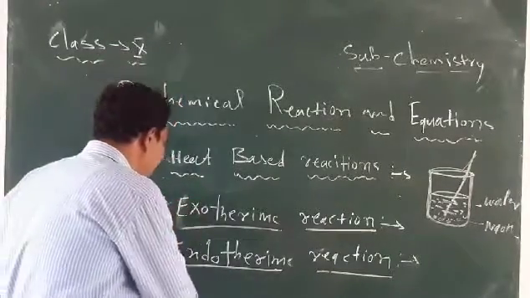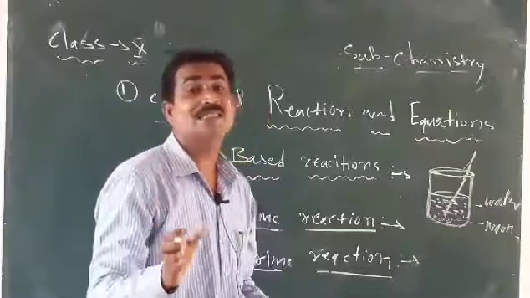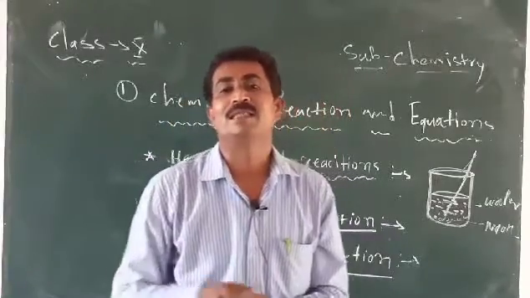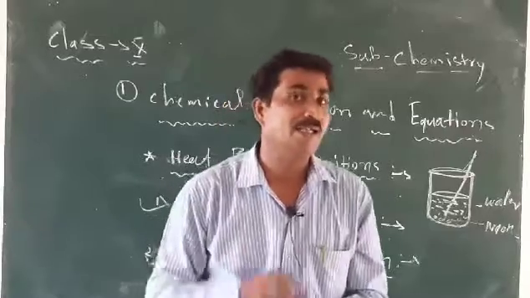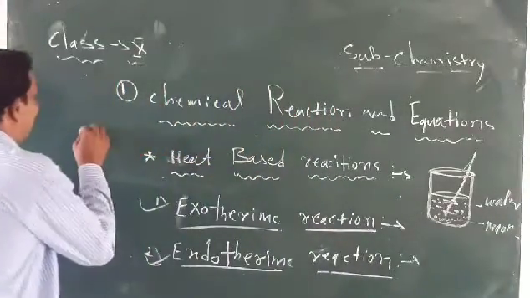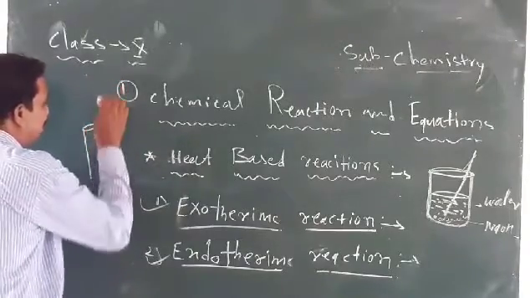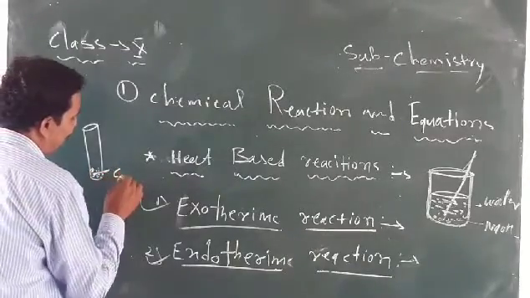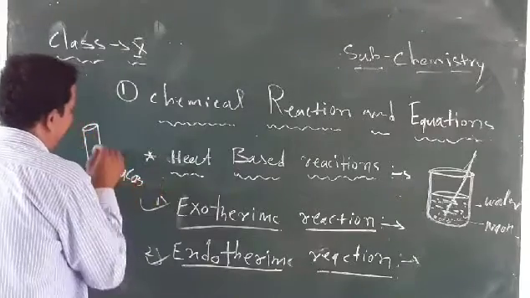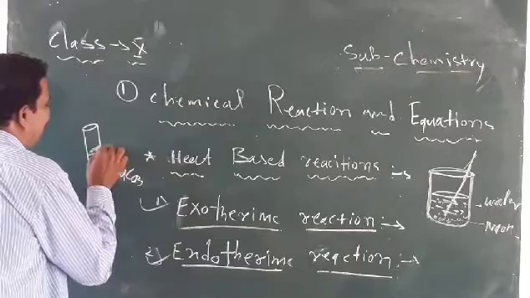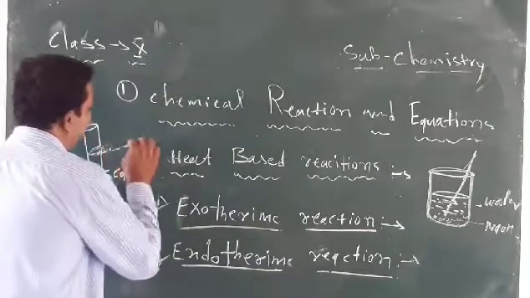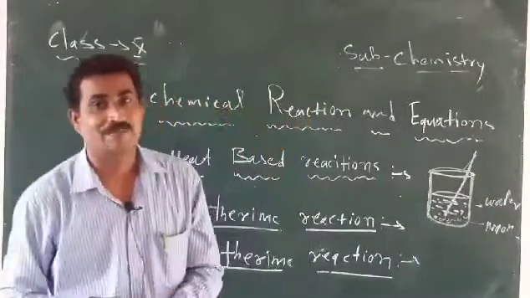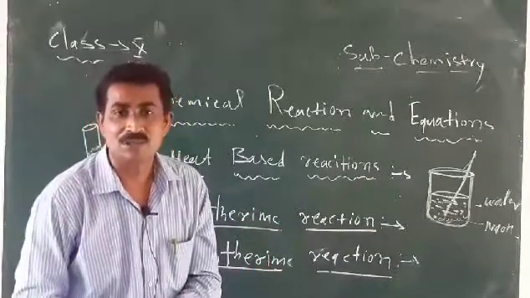Second is the endothermic reaction: a reaction in which heat is absorbed, taken inside. We take a test tube with some calcium carbonate, CaCO3, and heat it directly. The heat available there is accepted by the reaction. Such reactions, in which heat is absorbed, we call endothermic reactions.